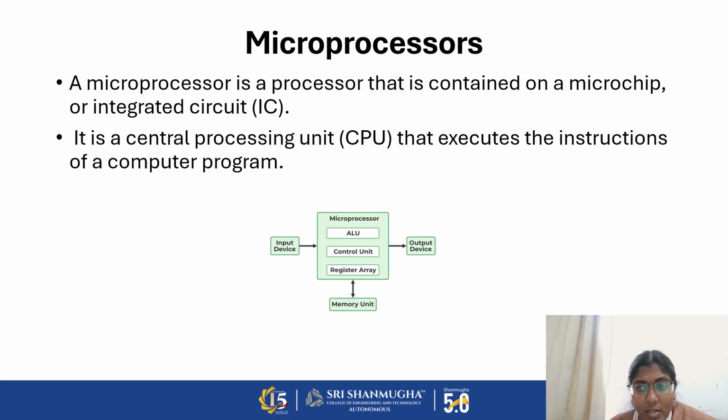And these are all the processor blocks available in your microprocessor. The microprocessor consists of ALU, control unit, and register array. So if you want to make a complete embedded system with the microprocessor, you have to additionally include peripheral devices like input devices, output devices, and a memory unit. All these devices should be added additionally to your microprocessor to make a complete embedded system.